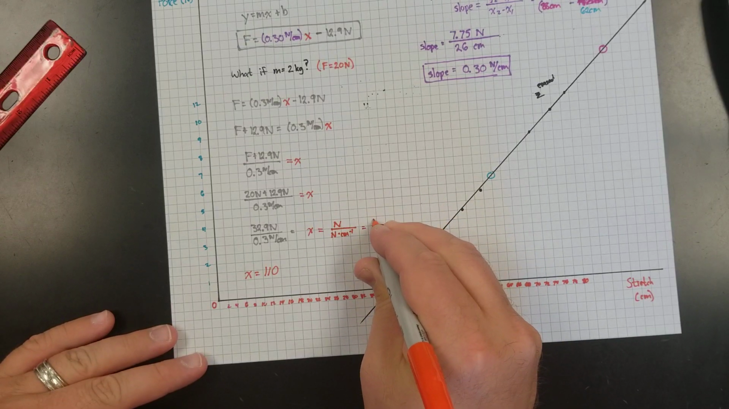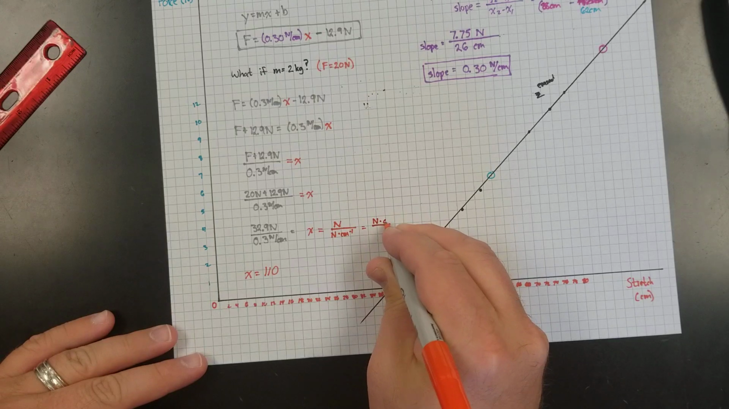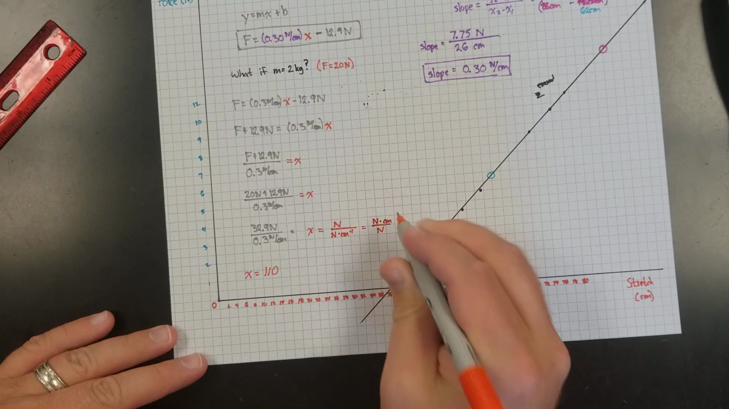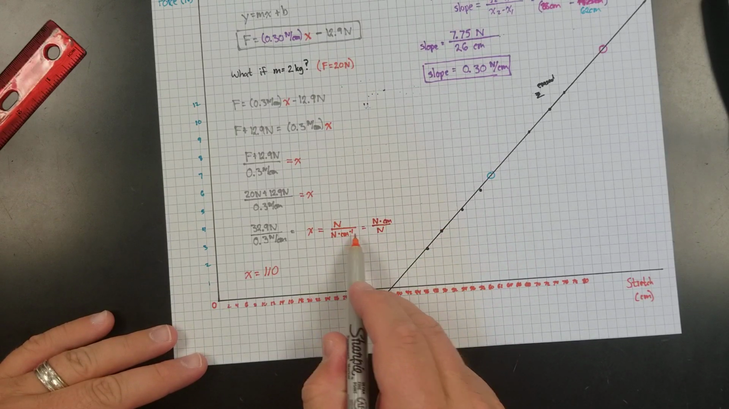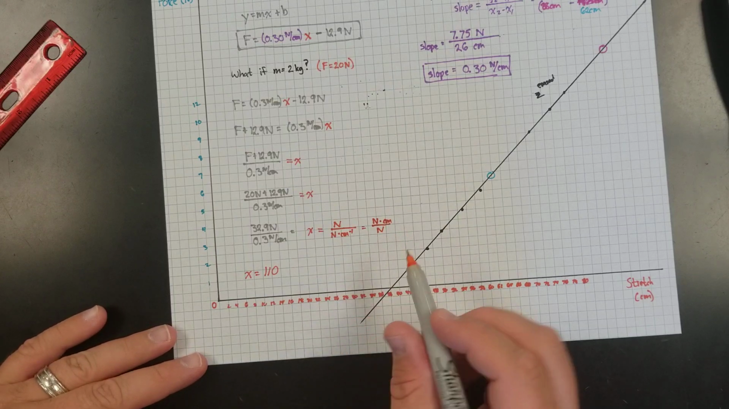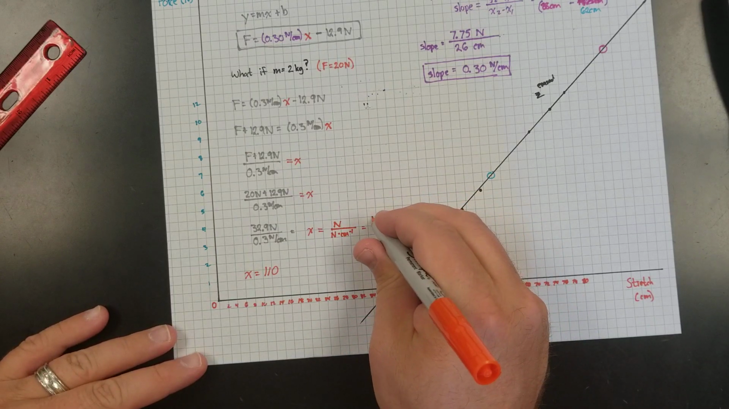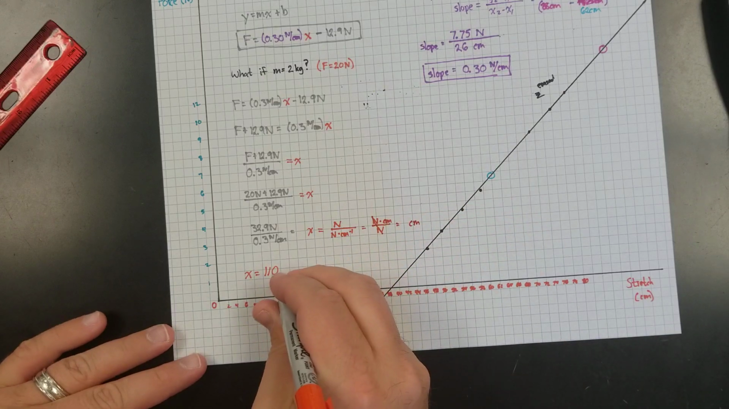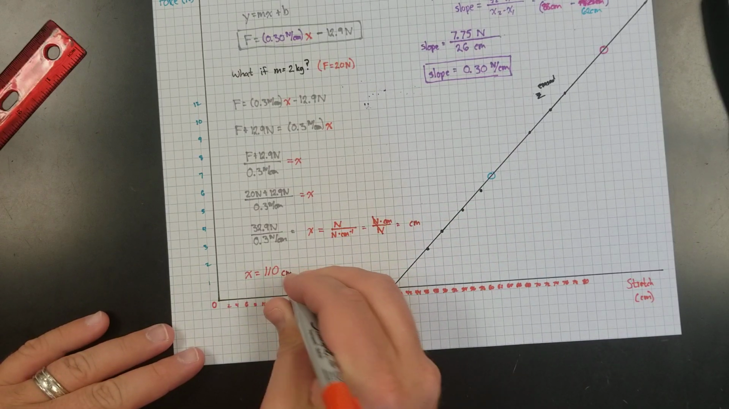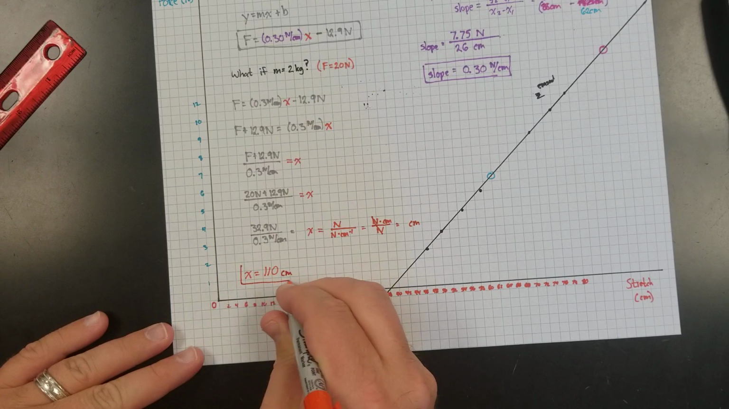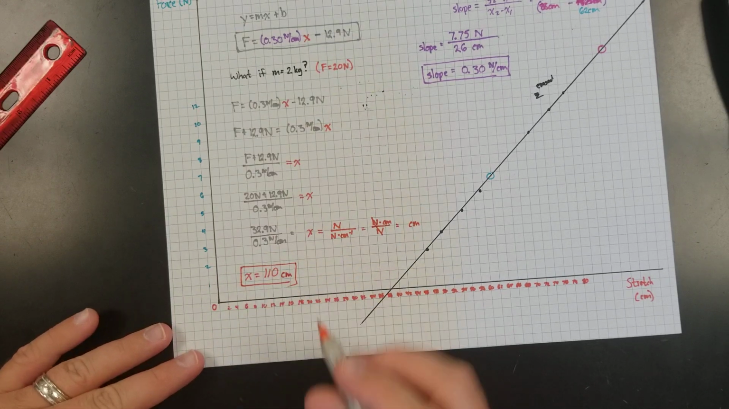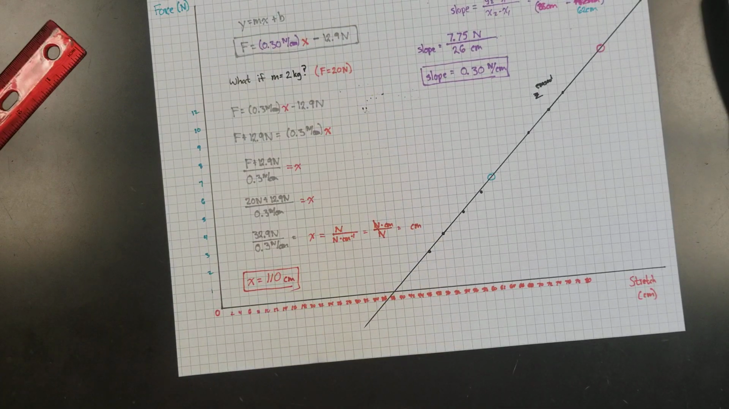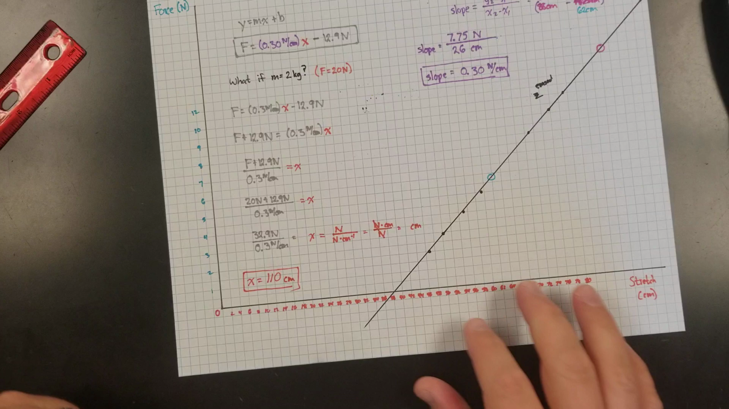fraction bar. So I could also write it like newton times centimeter over newton, because centimeter to the minus 1 is the same as a centimeter on top. And then if I cancel out the newtons, that leaves me with just centimeters. So that means that my spring would stretch 110 centimeters. That's over a meter long. So I don't know if my spring would actually stretch that much.